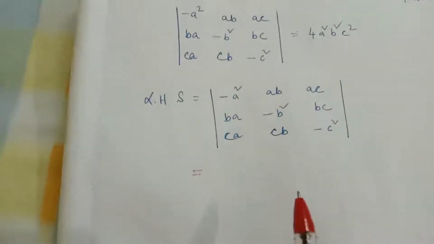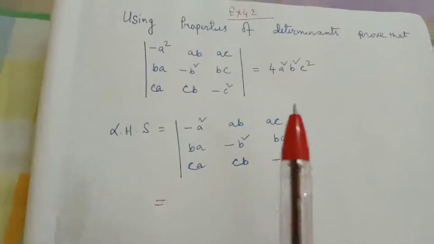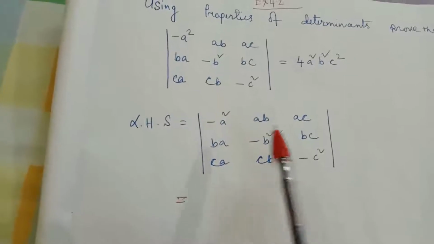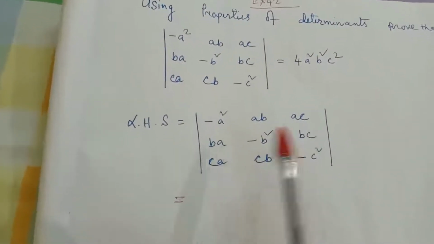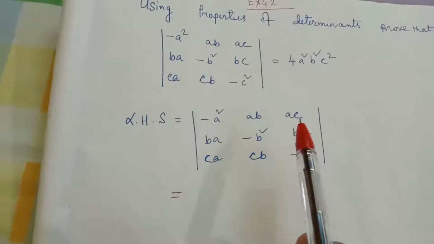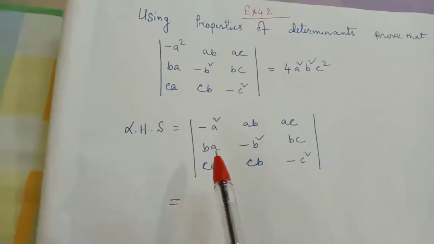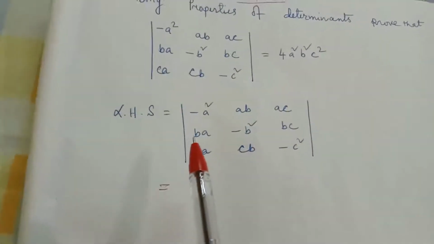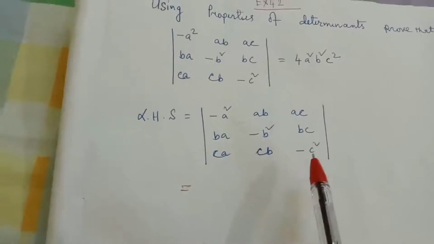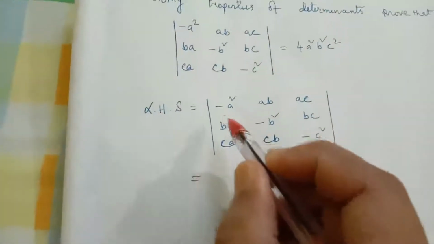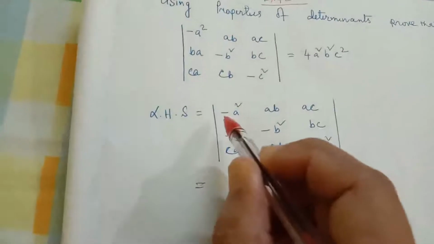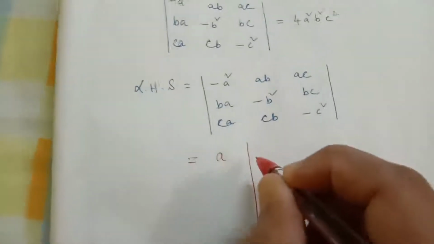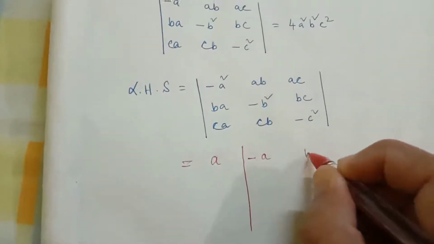Is there any common factor in the elements of the first row? Can you see? Minus a square, ab, ac. So these three elements have a as common factor. Similarly, the elements in the second row have b as common factor, and the elements of the third row have c as common factor. So in the first step, let us take a common from the first row. The first row will be minus a, b and c.